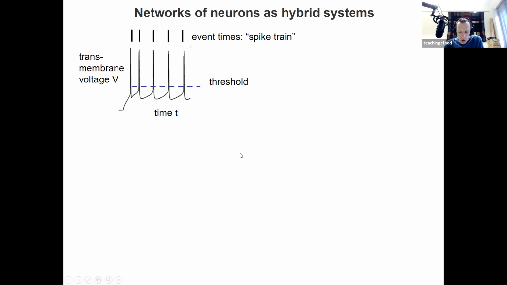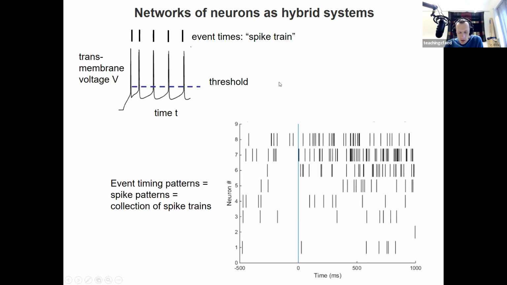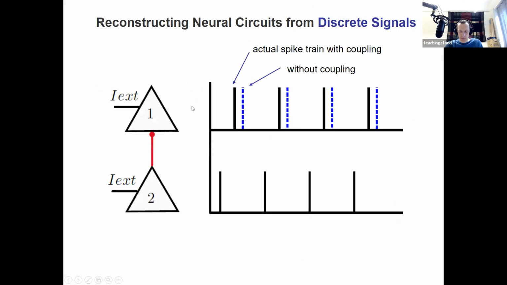So networks of neurons are hybrid systems. They have smooth evolution, and they have event times. These are spike trains. And they have event timing patterns, which are spike patterns, or collections of spike trains. The spike train business is a slang word for event timing patterns of emitting electrical pulses.